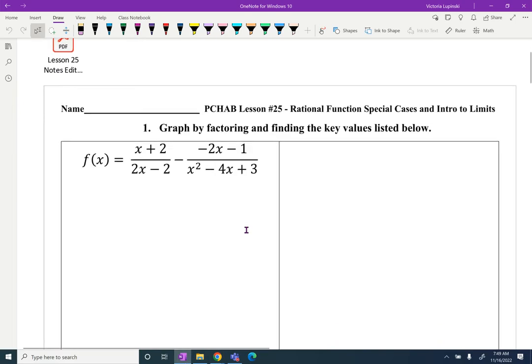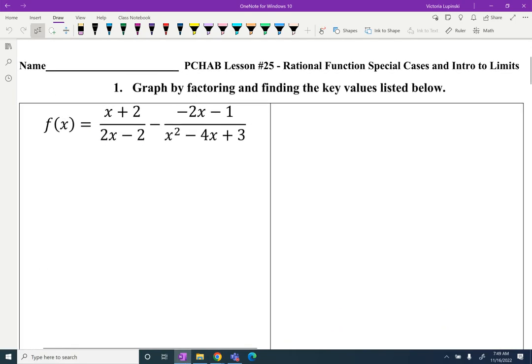Okay. All right, so this is lesson 25. If you take a look here at what we are doing, we are going to be talking about special cases and also an introduction to limits. Limits are from calculus. So if you take a look here at number 1, graph by factoring and finding the key values listed below. You're ultimately going to graph it the same way we've been doing, but of course this problem is in a slightly different format.